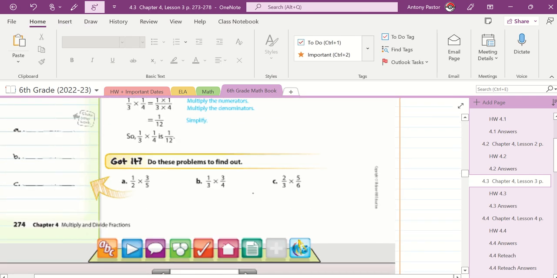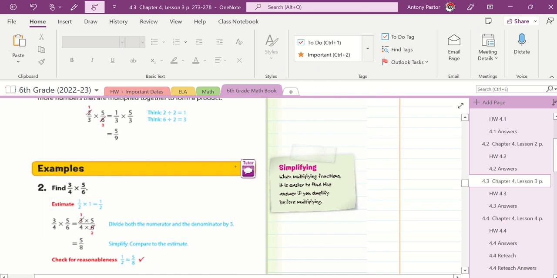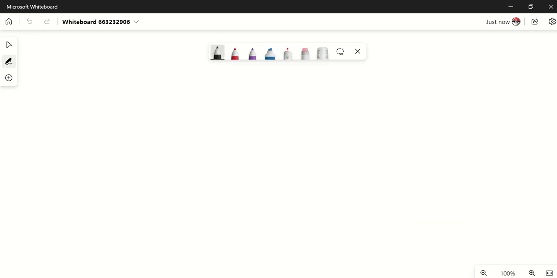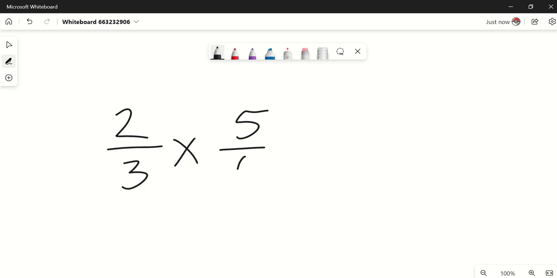That's the one we just did. So let's walk it over again. 2/3 times 5/6. So again, we check the denominator and the numerator of the opposite ones.